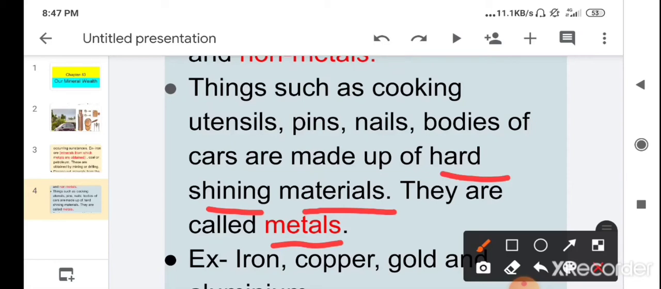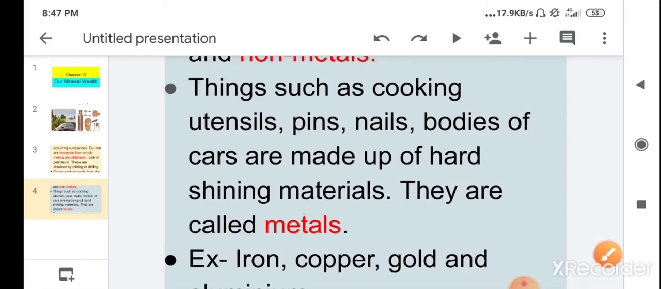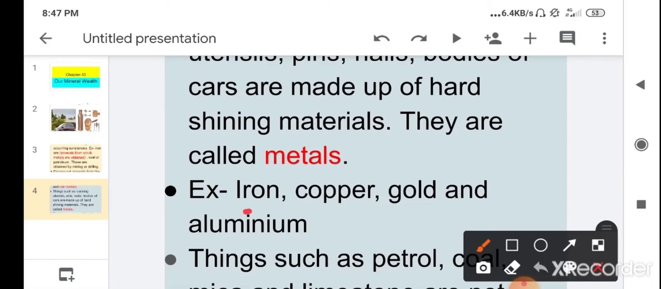Examples of objects made by metals are utensils, a car, your cycle, and your toy car which is made of iron. These are made by metals. Examples of metals are iron, copper, gold and aluminium. What are they? Iron, copper, gold and aluminium are examples of metal.